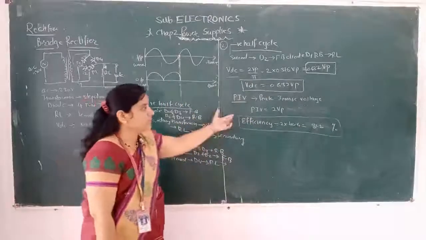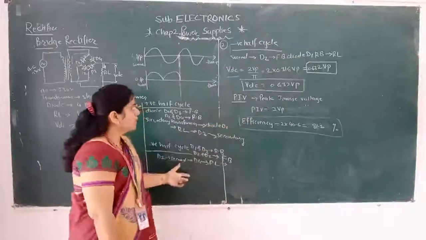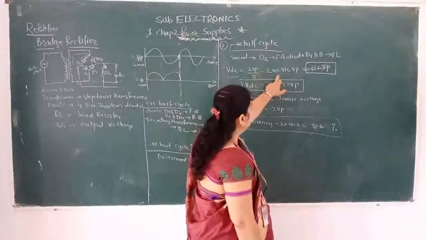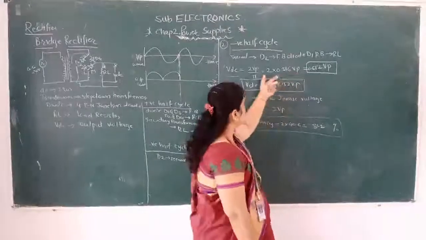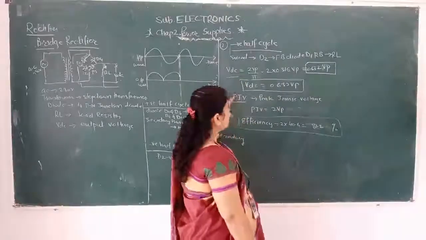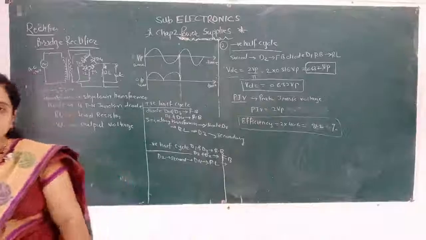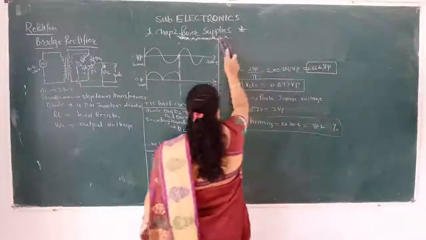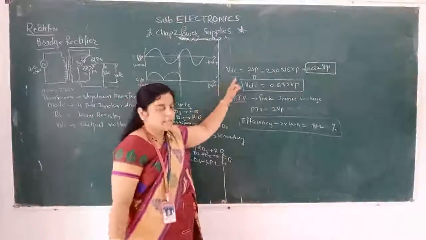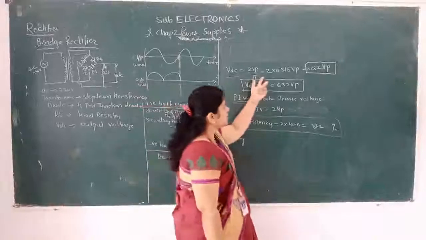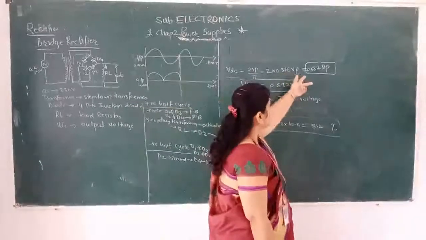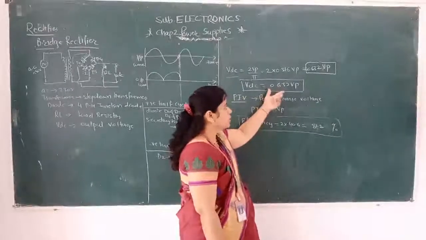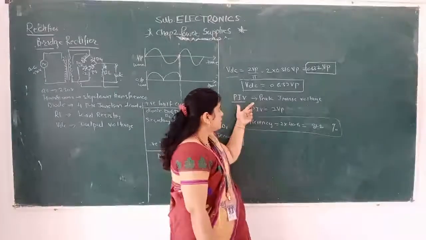VDC is the same as that of the full wave rectifier. Okay, so VDC is what? 2 Vp upon pi, which is equal to how much? 2 into 0.316 of Vp. That is, the full wave rectifier's and the bridge rectifier's output is the same. Okay, so this is about the full wave rectifier. So VDC of this is 2 Vp upon pi, which is equal to 2 into 0.316 into Vp. It is 0.632. So this VDC is 0.632 Vp. Okay, and PIV is what?